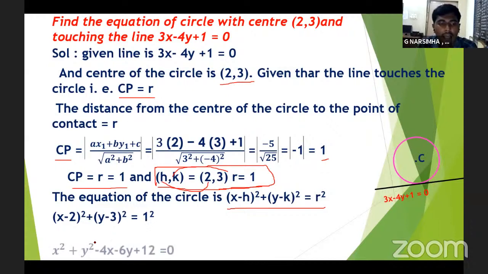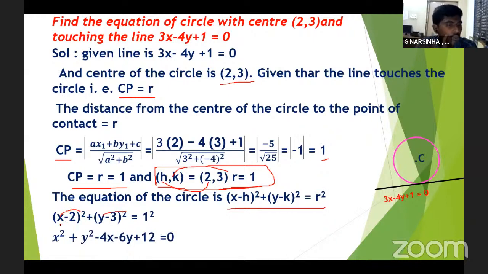After expansion, the equation of the circle is x square plus y square minus 2 into 2x, that is minus 4x, minus 2 into 3y, that is minus 6y. Here 2 square is 4, 3 square is 9, 4 plus 9 is 13, and 1 square means 1. If you transpose 1 to the LHS, 13 minus 1 is 12, which is the required circle equation.